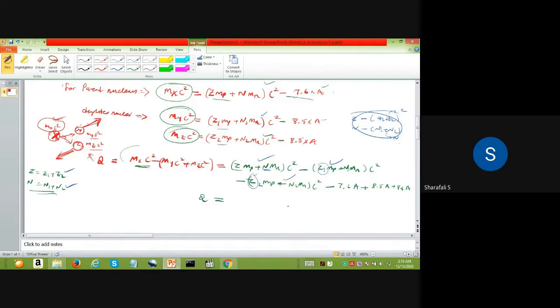This one we have A1 here, this one we have A2 here. These are the expressions that we'll get. Now remember that A will become A1 plus A2. That is the mass numbers of the daughter nuclei. You take the total mass number of those daughter nuclei, A1 plus A2, and that will be equal to the mass number of the parent nuclei. So your total expression will become minus 7.6 A, then plus 8.5 times A, because 8.5 A1 plus 8.5 A2.